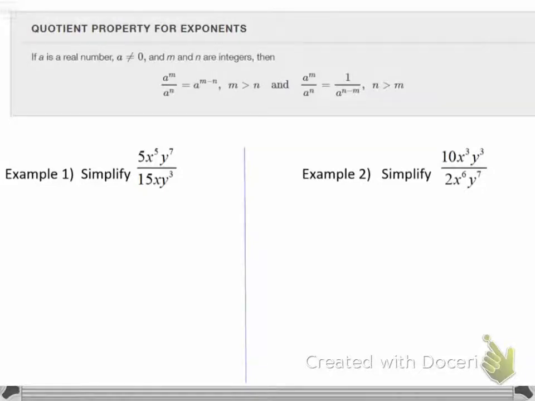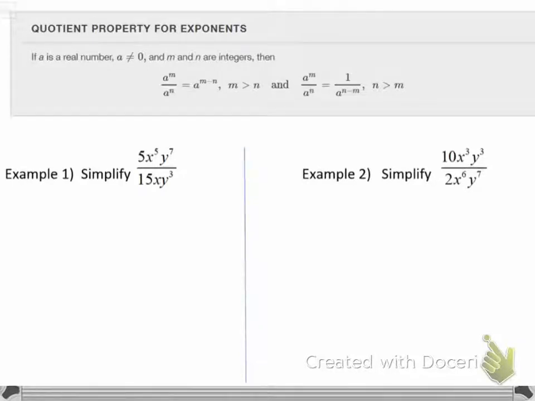In this video, we will look at two examples of the quotient property for exponents. Example 1, we want to simplify the quotient of 5x to the 5th y to the 7th over 15xy cubed. Okay, so I'm going to do this in two ways.